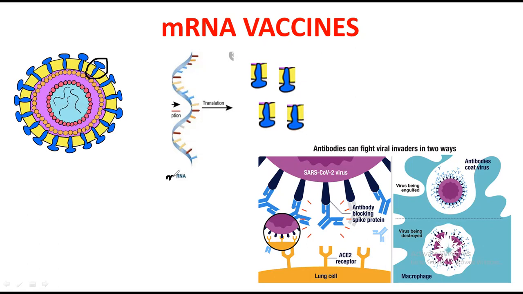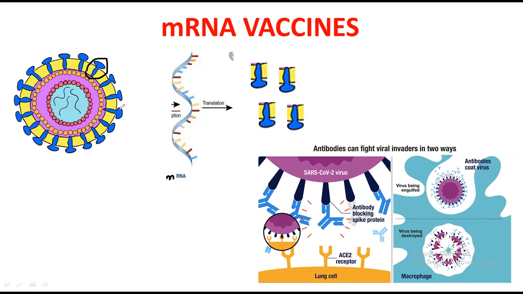If I write here mRNA, they first find out which part of the genome is producing this spike glycoprotein. They examine it, and after that they take out that messenger RNA, and they apply it as a vaccine. I just want to repeat it.